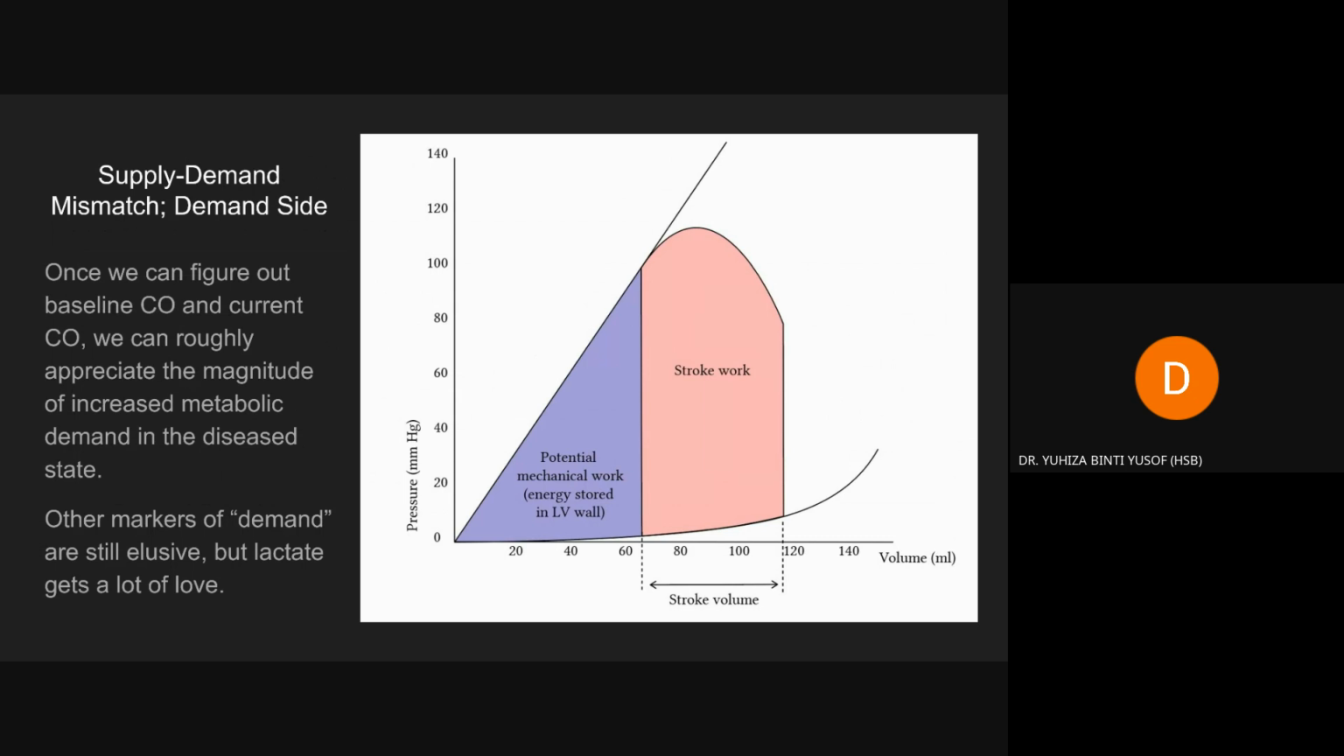What about the demand side? So this is another quite complicated concept to wrap your head around, but I'm going to be very brief here. So this is a representation of the cardiac work.